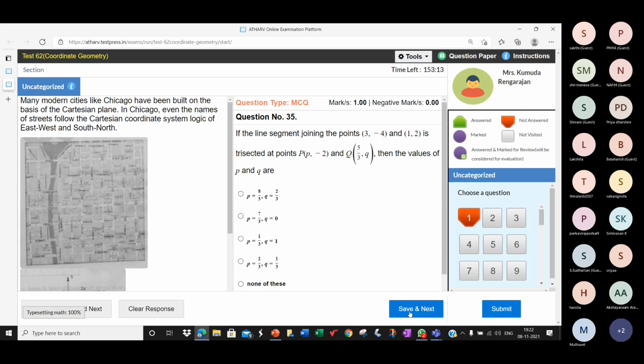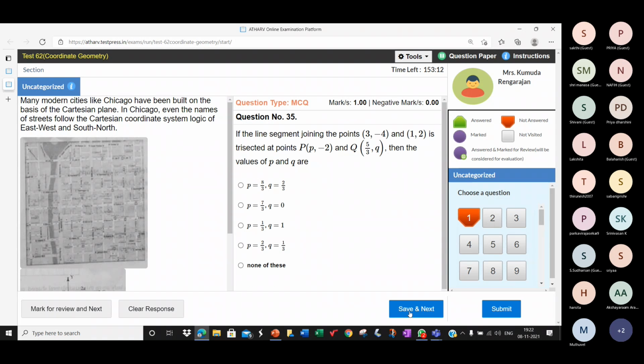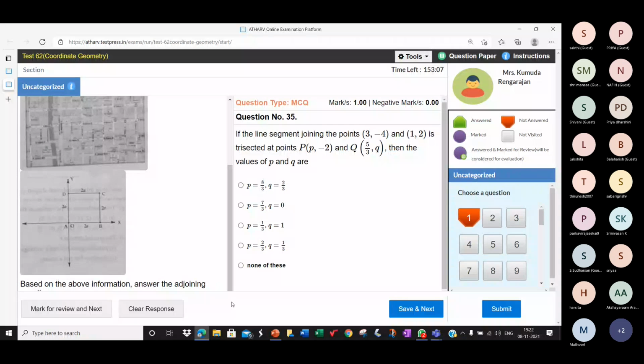Okay. If the line segment joining, oh my, this is a different question. Just a second.